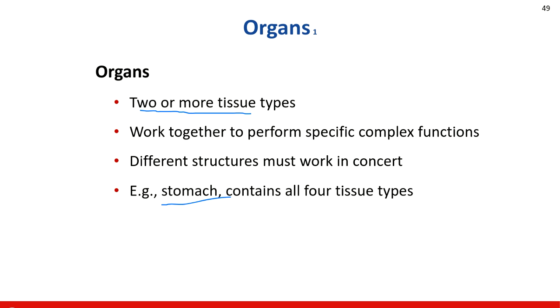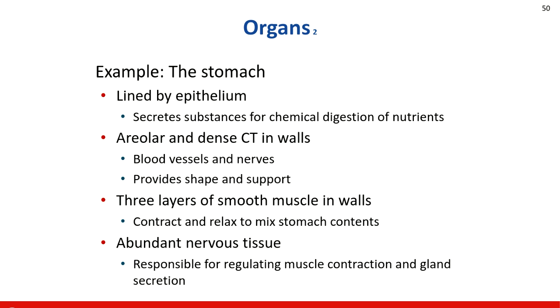And if we recall our 4 tissue types, we have epithelial tissue in the stomach. We have connective tissue in the stomach. We have muscle tissue, and we have nervous tissue. So we'll break it down here on this next slide. The stomach is lined by epithelium. And remember, glands are made up of epithelium. Well, you have these glands in your stomach.